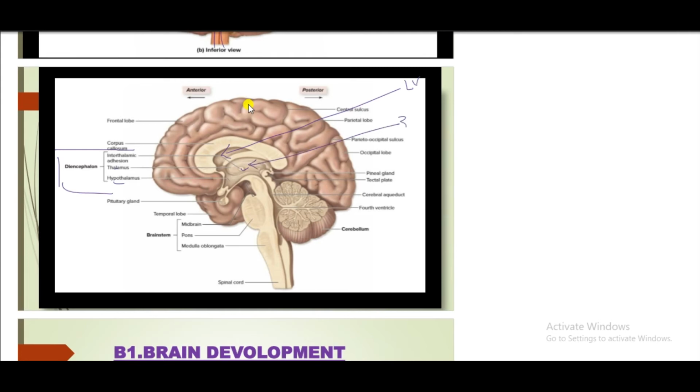Here is where the third ventricle is located. Third ventricle. And this is the cerebral aqueduct. And finally you can see the fourth ventricle, its superior portion, and the inferior portion of the fourth ventricle.